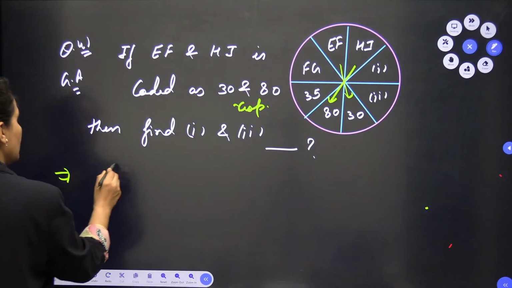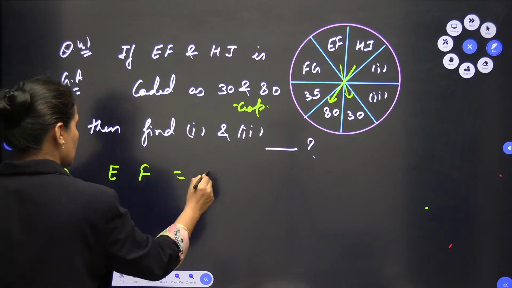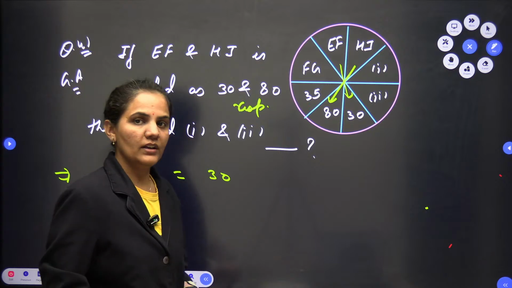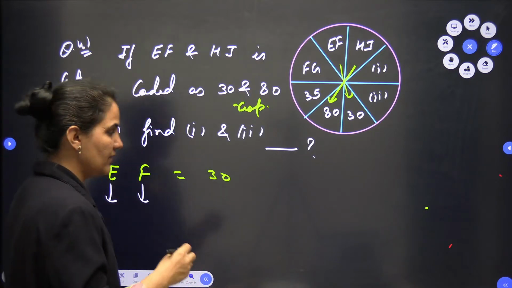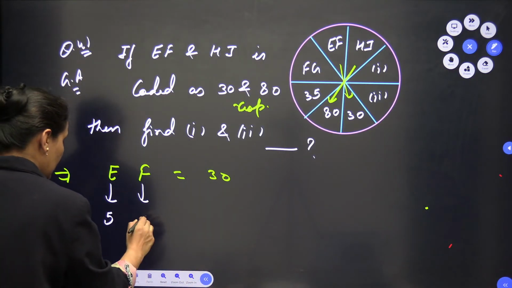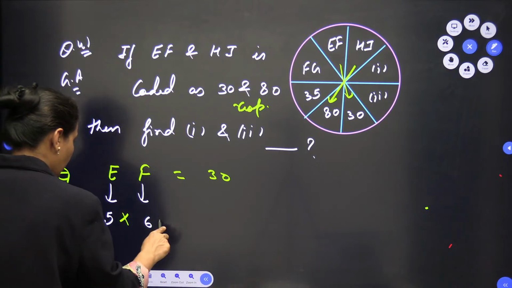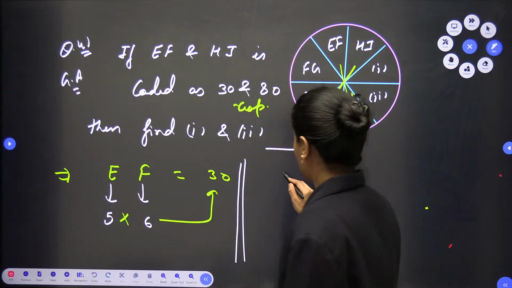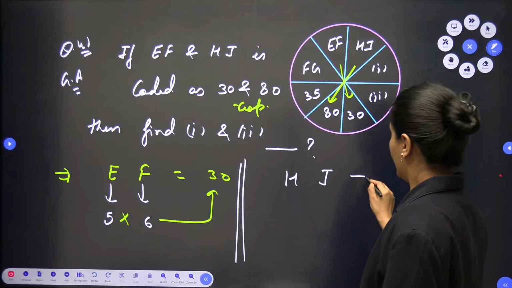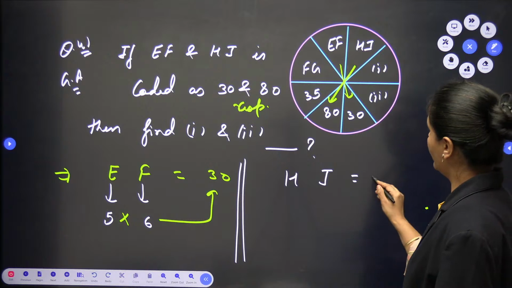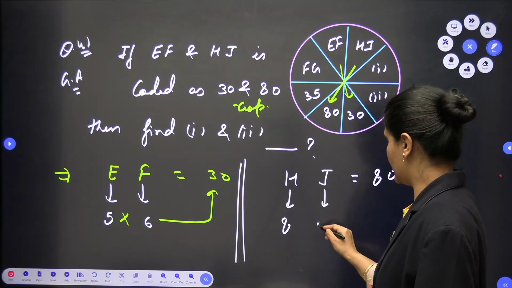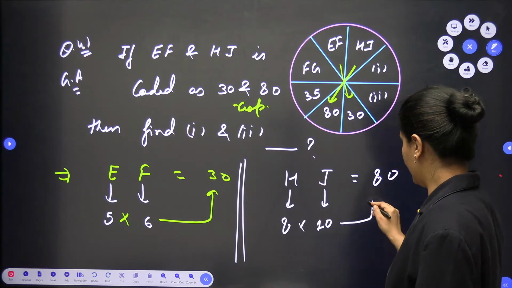So when I take EF, it is mentioned as 30. What is the number when we are talking about alphabetical order? A, B, C, D, E comes at the 5th position and F comes at the 6th position. 5 into 6 is 30, correct? In the same manner, when I check with HJ, the coding of HJ is 80, right? H is at the 8th position, J is at the 10th position, so 8 into 10 is 80.